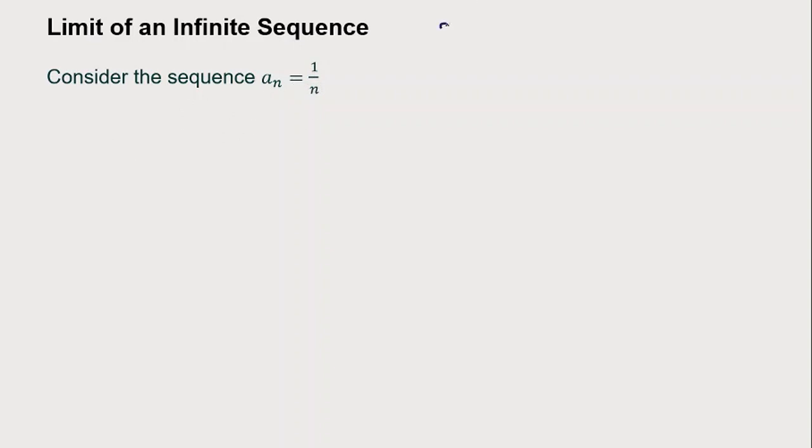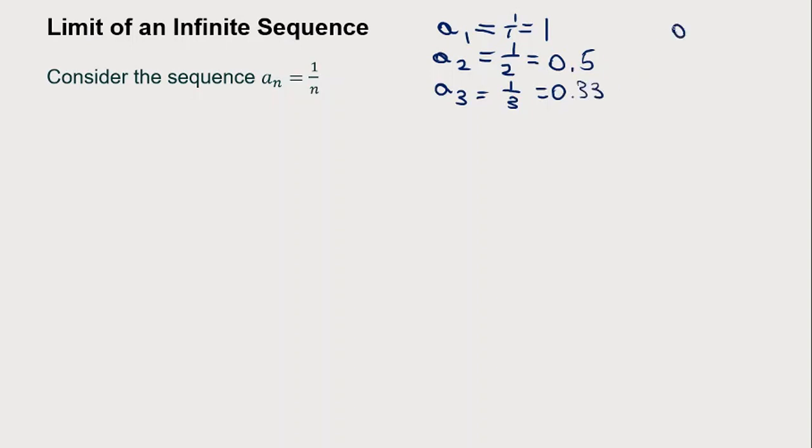If we start plugging in the values, a1 is equal to 1 over 1, and that's simply 1. But a2 is 1 over 2, which is a half. Then a3 will have a value 1 over 3, and that's 0.33. If you plug in 100, then you have 1 over 100, and that's 0.01.